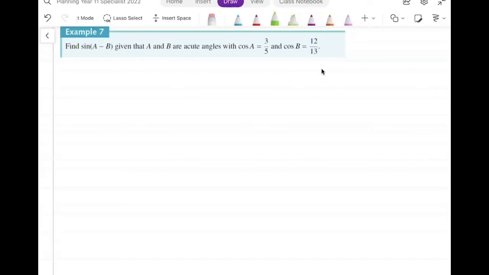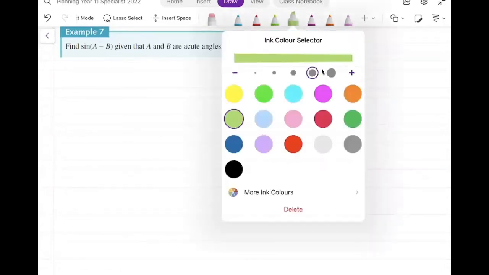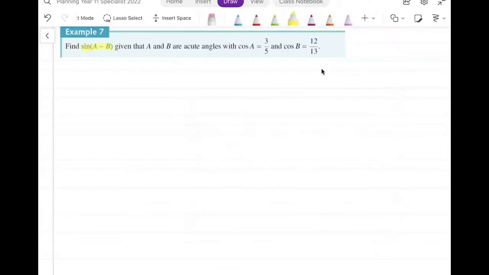So continuing in chapter 14b, we're going to look at example 7, where we're using the angle difference identity. I know I'm using my angle difference identity because I'm told I need to in the question. But instead of being given an angle or trying to find an angle, I'm told values for cos A and cos B. So let's write out our angle difference identity.